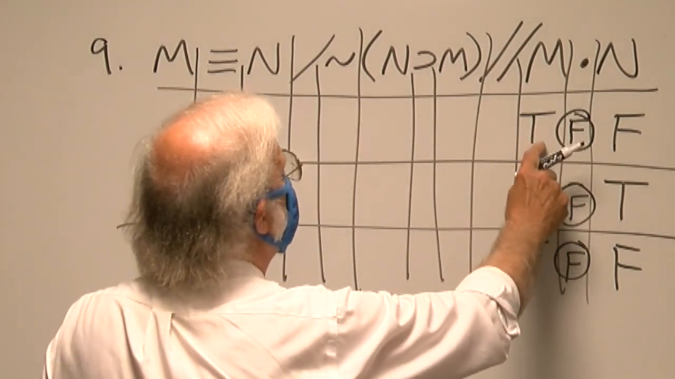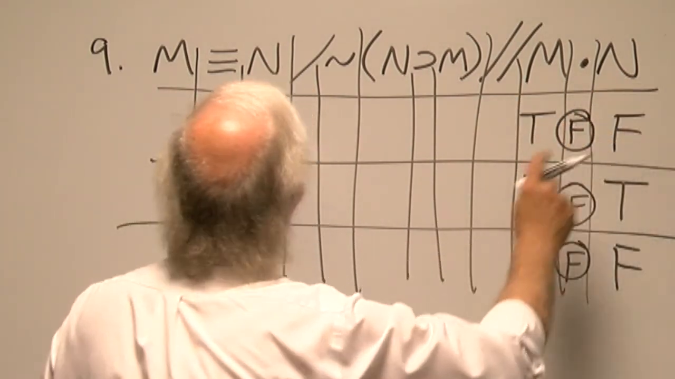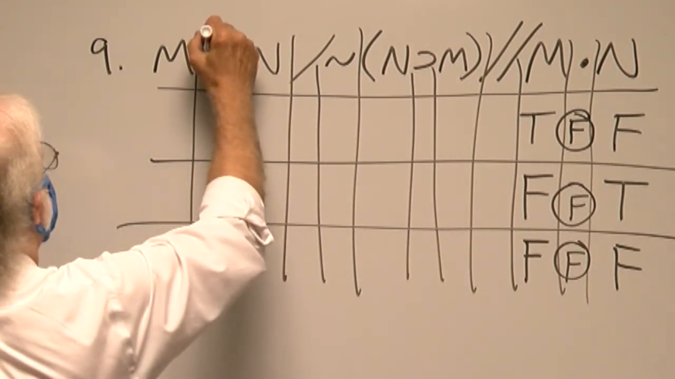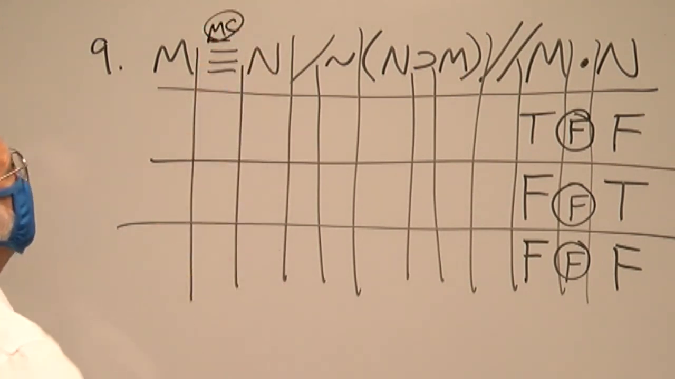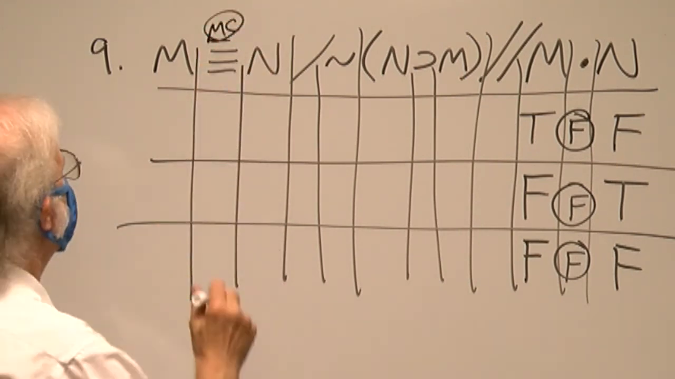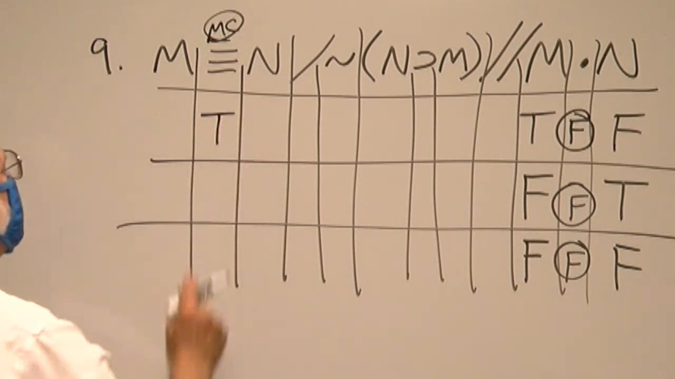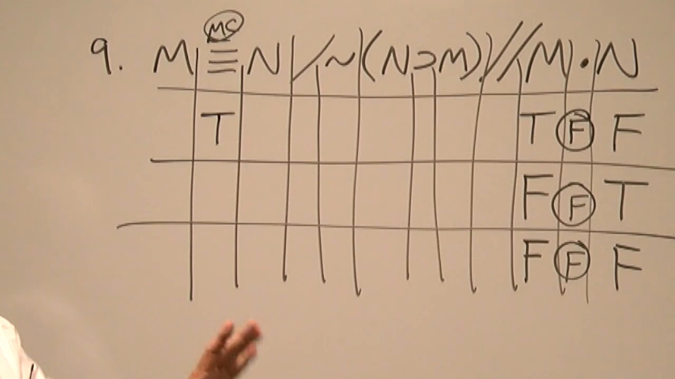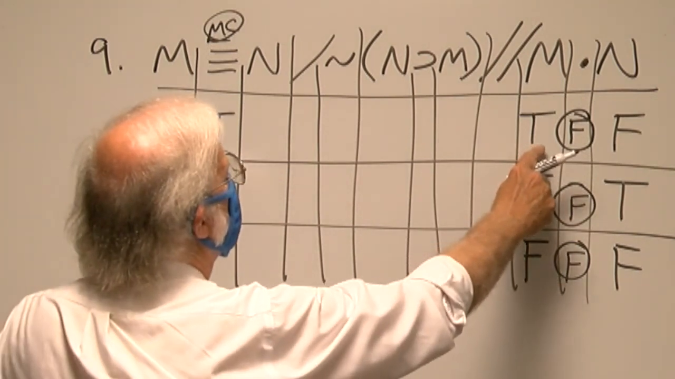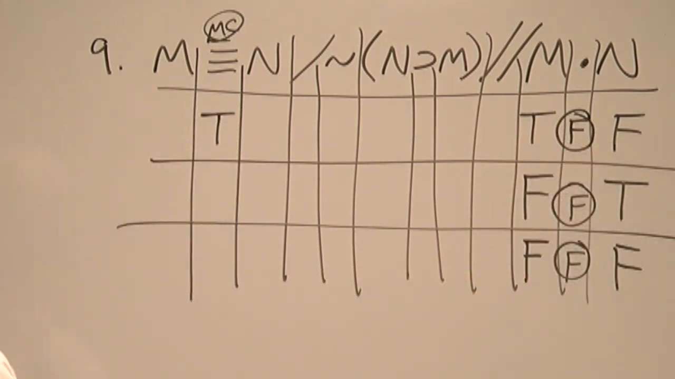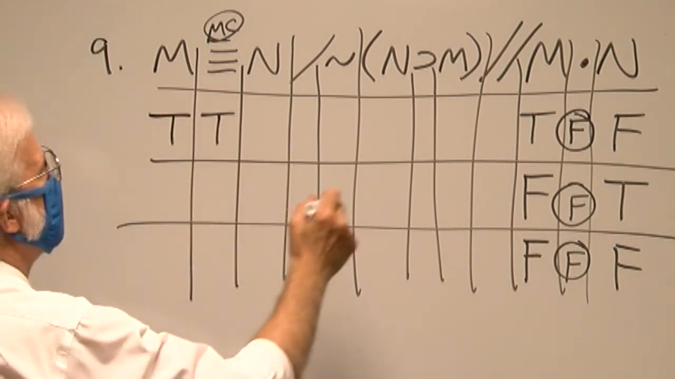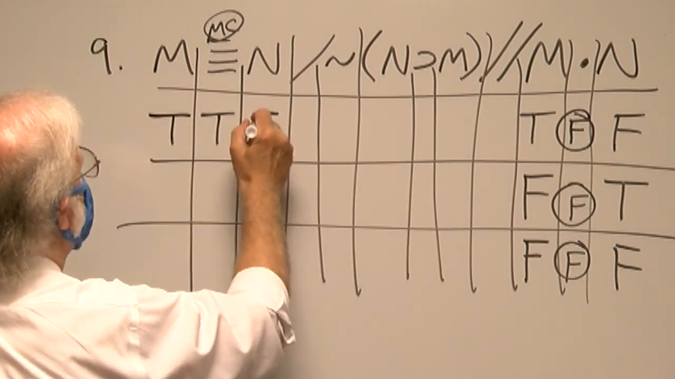This is going to be easier than it seems. Let's just take the first row where M is true and N is false. Let's go over to the first premise. The main connective is the triple bar. And remember, we want the premise to be true as part of the method. So we want that triple bar to be true. Go ahead and set it as true so you don't forget. Now, go over and put in the values of M and N. M is true and N is false.